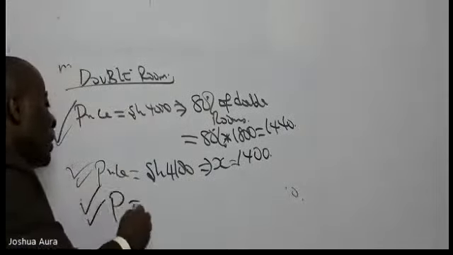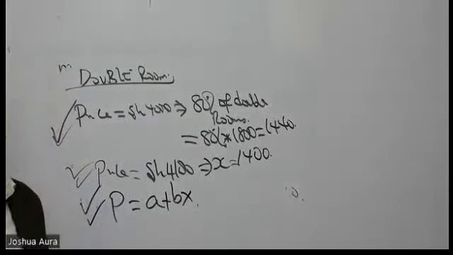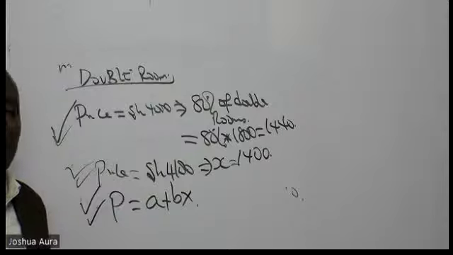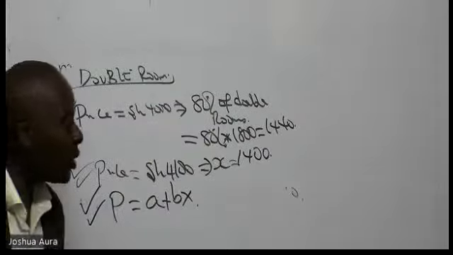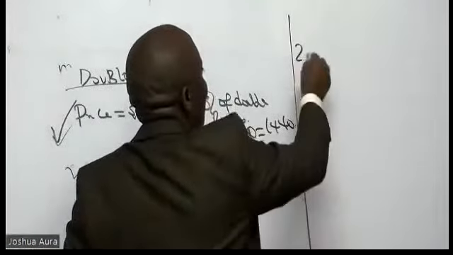the general price equation, is A plus what here, somebody? BX. This is the general form of a straight line equation. Now, once I have the general form of a straight line equation, I will very comfortably form 2 equations.